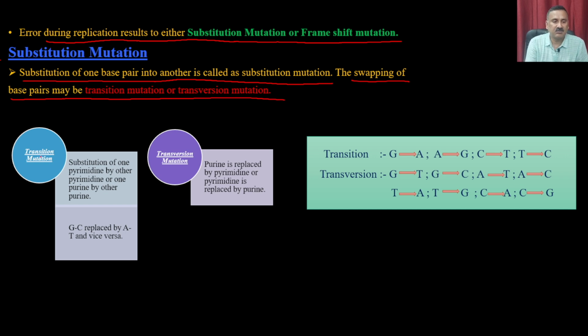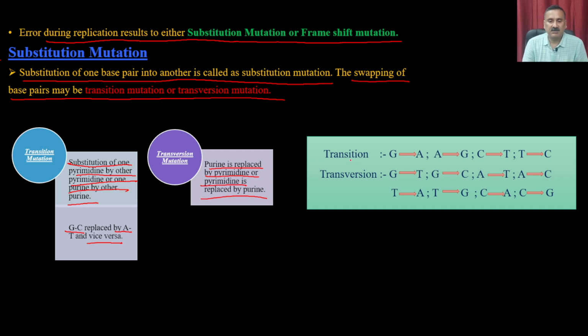So, what is the transition mutation? Substitution of one pyrimidine by another pyrimidine or one purine by another purine is called a transition mutation. For example, G to C is going to be replaced by A and T and vice versa. So, in that case it is actually going to cause the substitution mutations. Then you have the transversion mutations. So, purine is replaced by the pyrimidine or the pyrimidine is replaced by the purine.